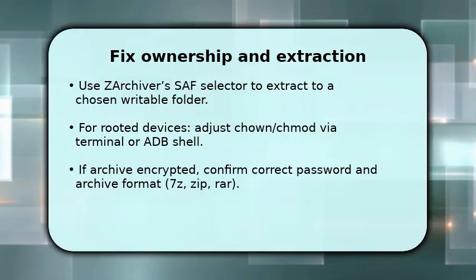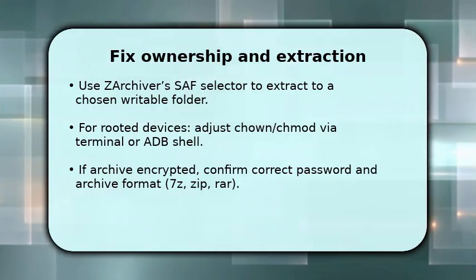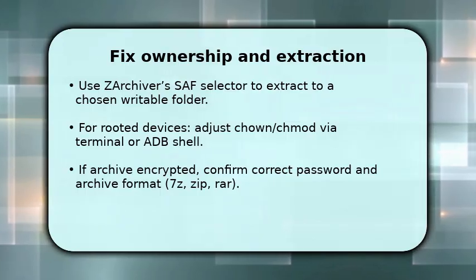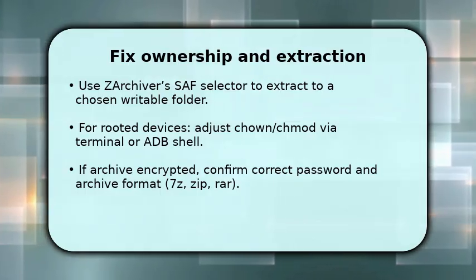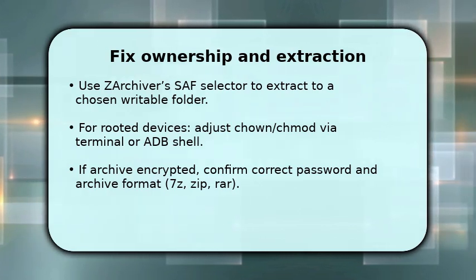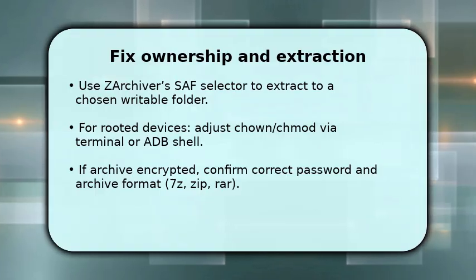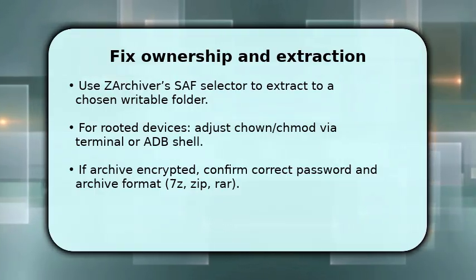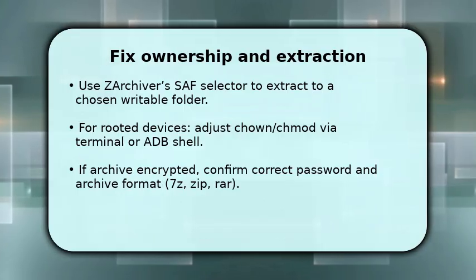On rooted devices, you can fix file ownership. Open a terminal or ADB shell and run chown and chmod to make the destination writable. You do this because wrong UID/GID or read-only mounts prevent extraction even when the app has SAF tokens.